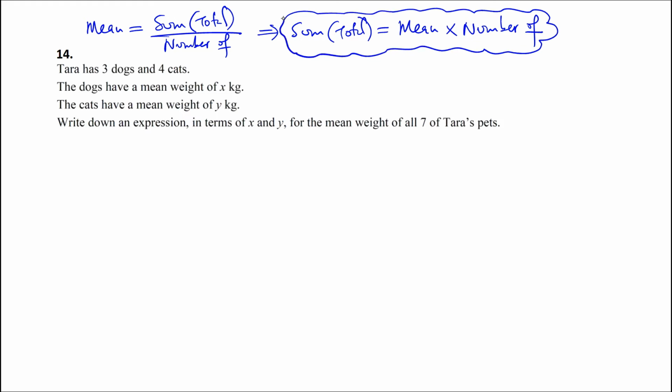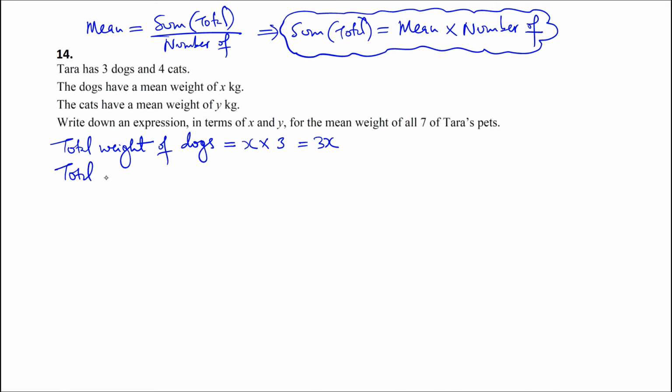All right, so here we're given the mean of the dogs and the mean of the cats. We want to find the total because for us to find the mean weight of all the pets, you have to find the total weight of all the pets. So let's start with the total weight of dogs. For the 3 dogs, that will be the mean, which is x, multiplied by the number of dogs that we have, which is 3. So that will be 3x.